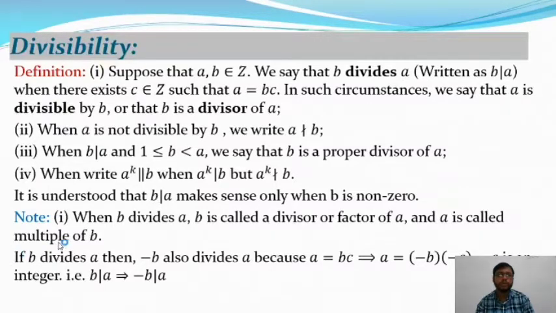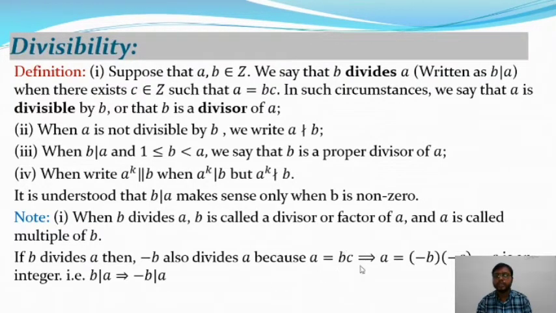So there is a note on divisibility. When b divides a, then b is called the divisor or the factor of a, and a is called the multiple of b. And if b divides a, then minus b also divides a, because a is equal to b into c. You know this is the definition of divisibility: if b divides a, then there exists a number c belonging to Z such that a is equal to b into c.